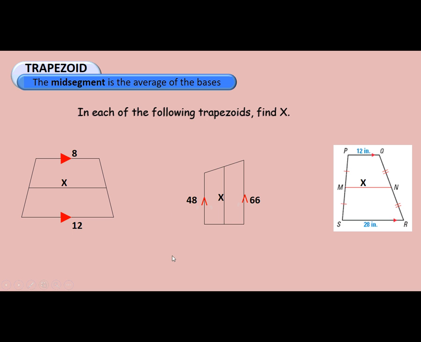All right, so in each of these problems, find the length of the mid-segment for the trapezoid shown. In the first picture, we do 8 plus 12, that's 20. Divide by 2, we get 10 for the length of the mid-segment. In the second problem, we're going to add up 48 and 66. That is 114. And divide by 2, we'll get 57 for the mid-segment. The last problem, 12 plus 28. Add those two up. That's 40. And divide by 2, we'll get 20 for the mid-segment.